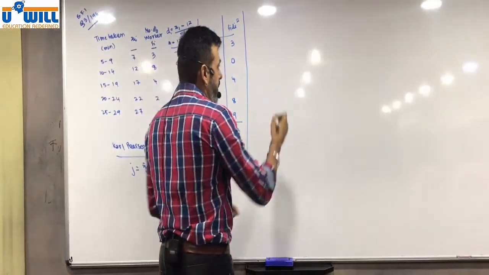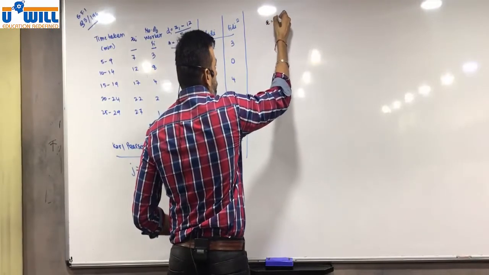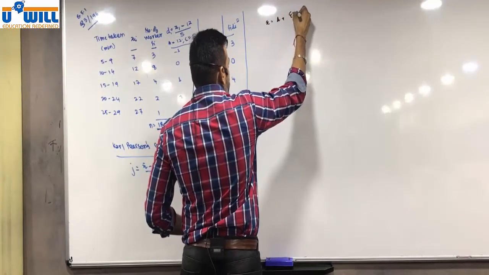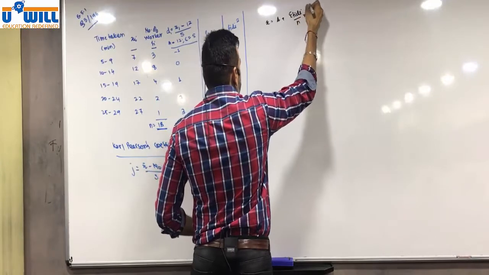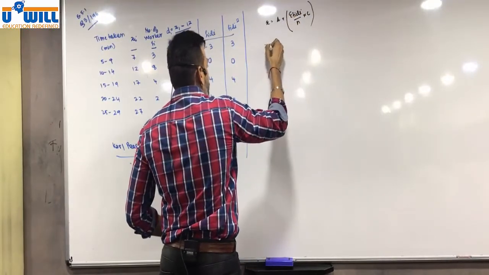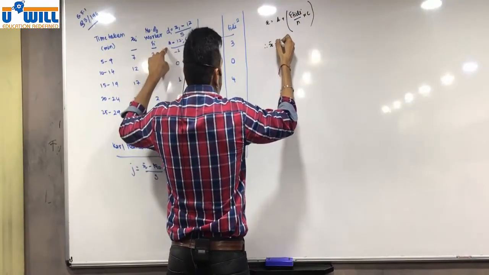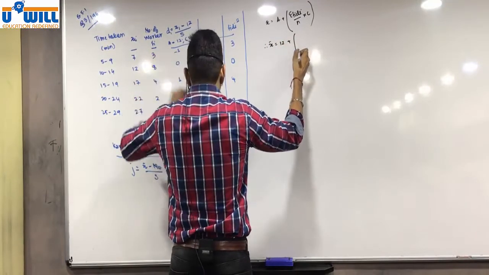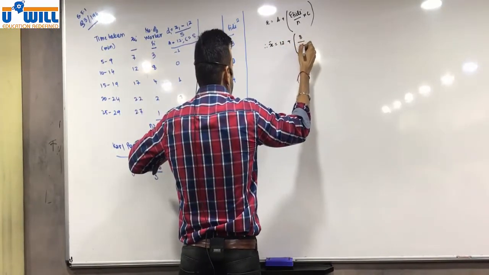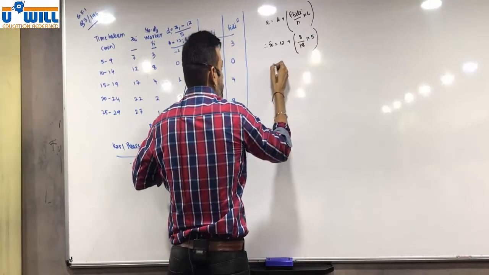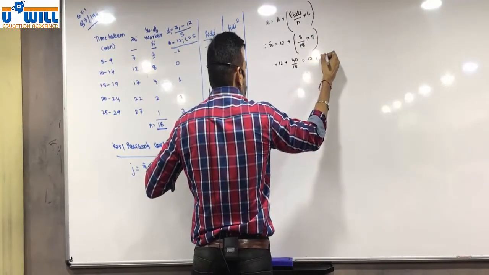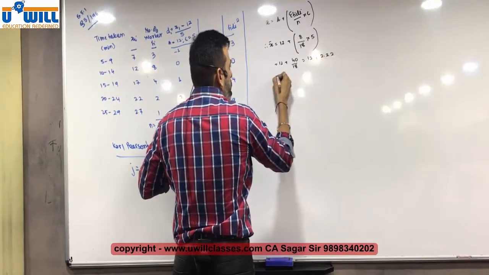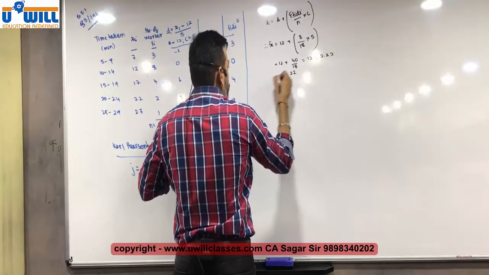We first find out the mean. X bar is equal to A plus sigma Fi di upon N into C. Therefore, X bar is equal to assumed mean 12 plus sigma Fi di 8 upon 18, into class length 5, which is 12 plus 2.22. 14.22 is the mean.